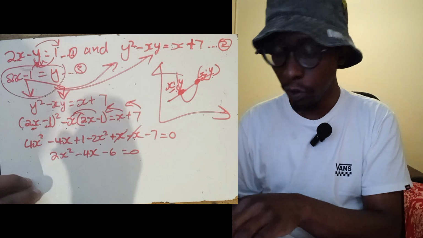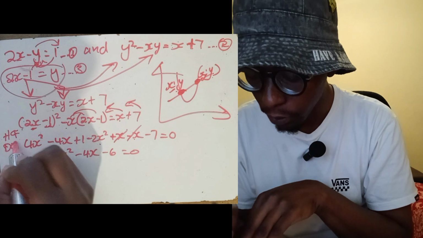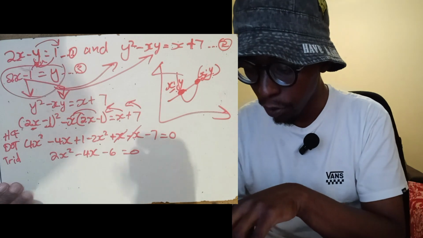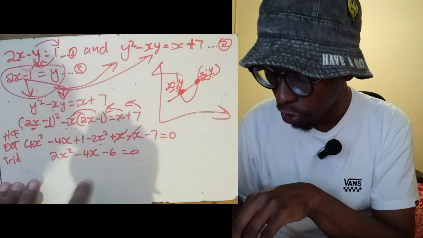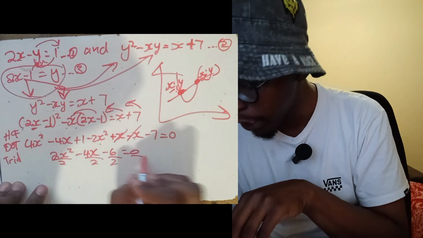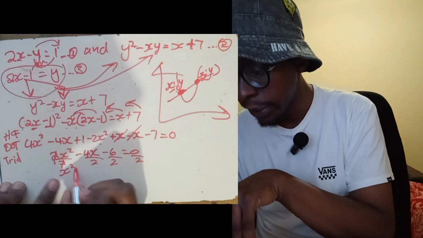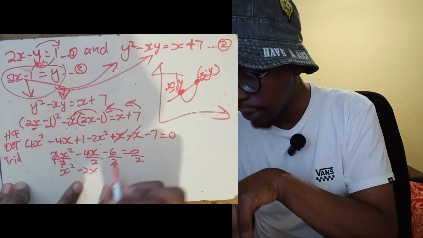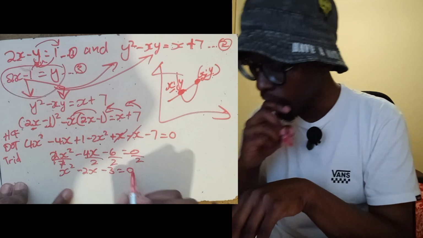Then now I have to factorize. Whenever I factorize, as I showed you in the last video, you go in this order. Is there a highest common factor? 2 goes into 2, 2 goes into 4, 2 goes into 6. So 2 is my highest common factor. I can factor out the 2, or I can simply divide every term by 2. So 2 divided by 2 is 1, so x squared. Negative 4 divided by 2 is negative 2x. Negative 6 divided by 2 is minus 3. And 0 divided by 2 is 0.